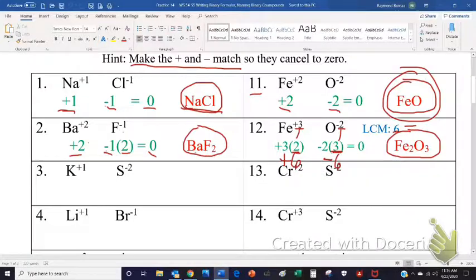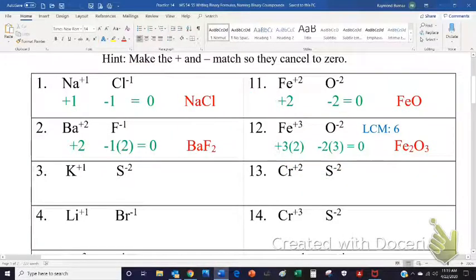Now I'm going to clear this off and show you an even faster way to do number 12. Look at it again. See the +3 right there? It ended up here on the oxygen. See that -2 right here? It ended up right there on the iron. Remember from the notes, I said this, 3, 2, switcheroo. Those 2 oxidation numbers simply switch places, and we drop the plus and minus signs. We can do that with binaries, only 2 elements, and therefore we get Fe2O3.